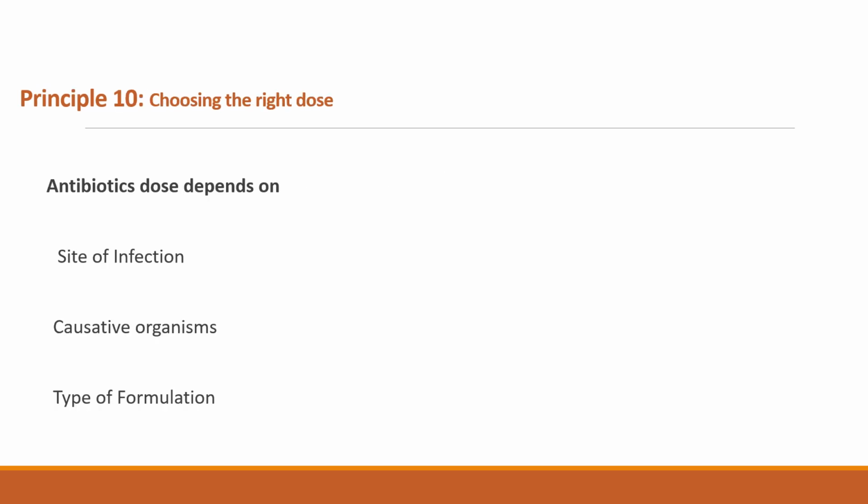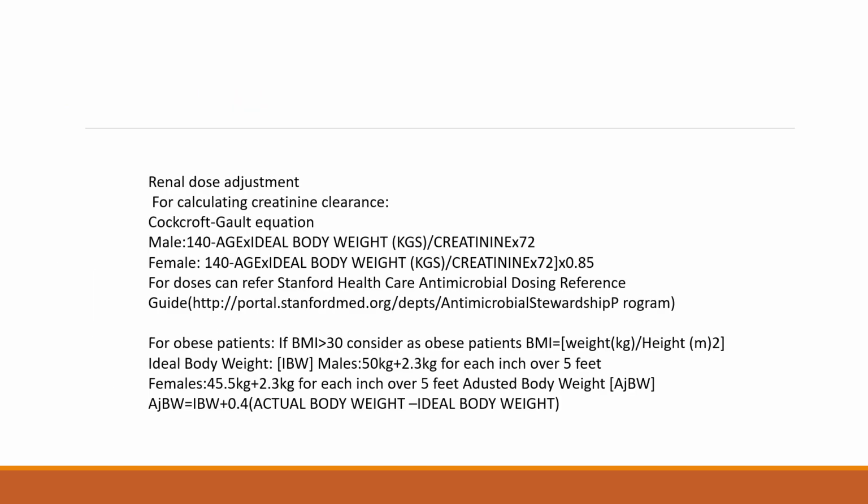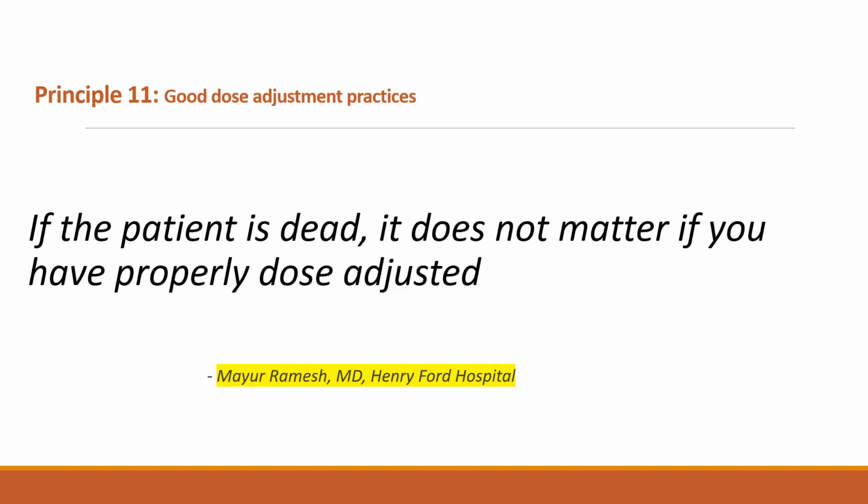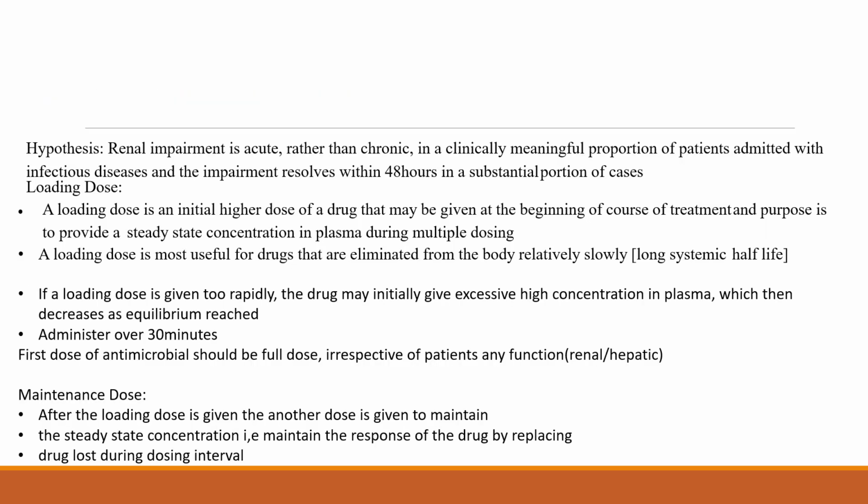Using the right dose depends upon the site of infection, the organism, and the type of formulation. Renal dose adjustment should be done using the Cockcroft-Gault equation as shown in this slide. If the patient is dead, it does not matter if you have the proper dose adjusted, as quoted by Mayur Ramesh. Renal impairment is acute rather than chronic in a meaningful proportion of patients admitted with infectious diseases, and the impairment resolves within 48 hours in a substantial proportion of cases.